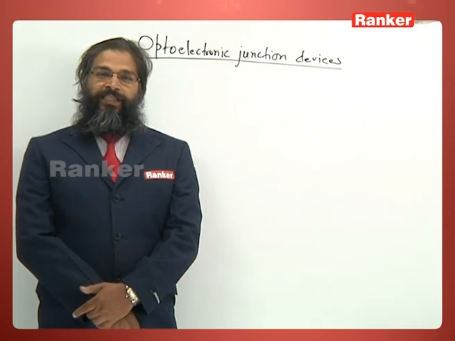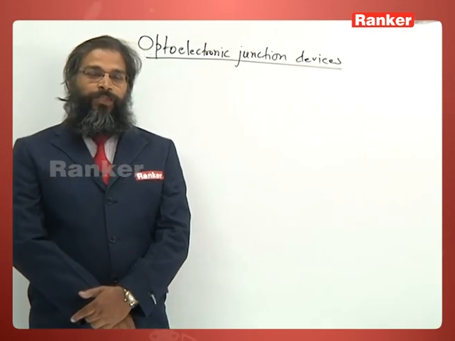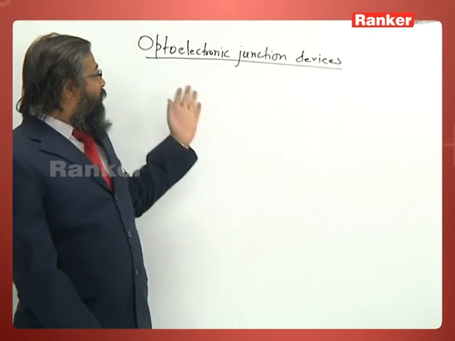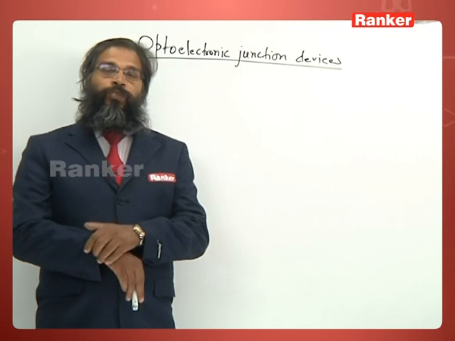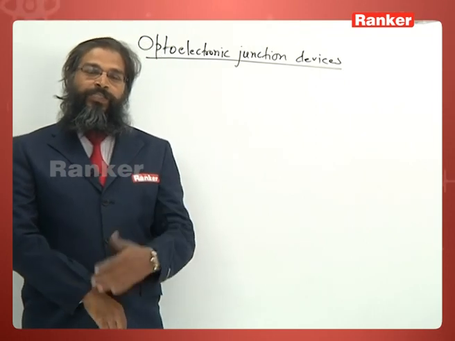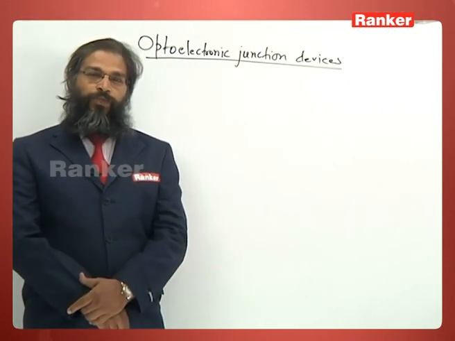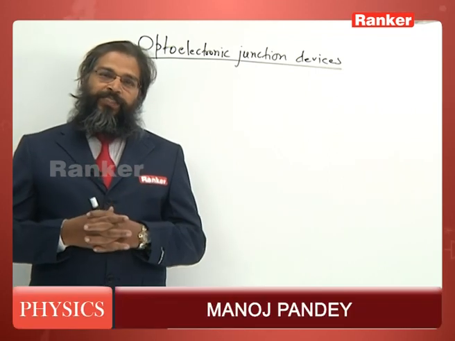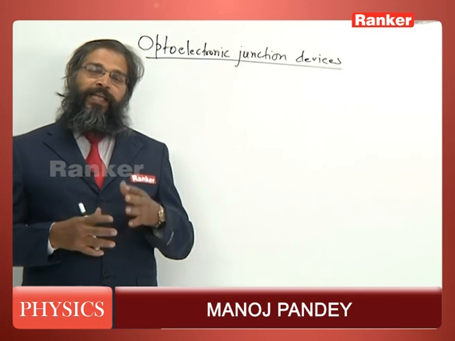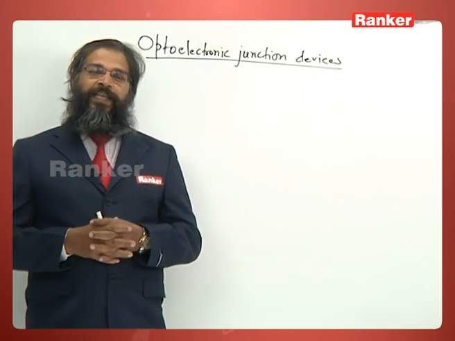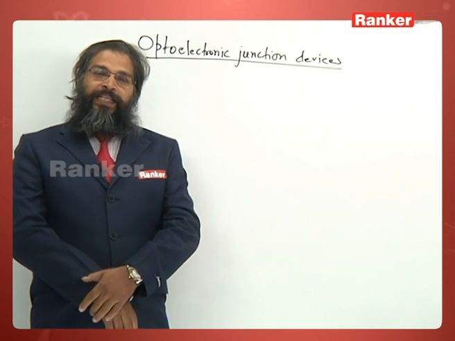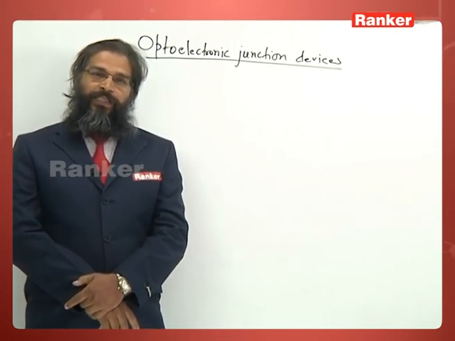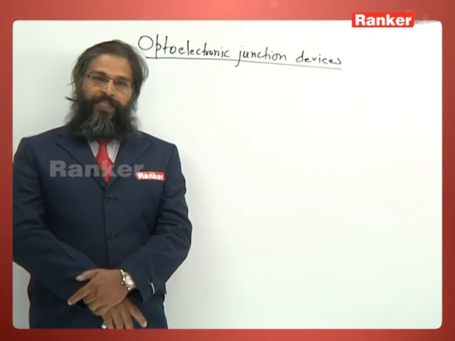So, today in this session we are going to learn about optoelectronic junction devices. This is photonics. We also study it in electronics as photonics. Here, in previous cases we have seen the elemental semiconductors like silicon and germanium, and in the depletion layer of the p-n junction, where the depletion layer is formed, electron hole pairs are created.